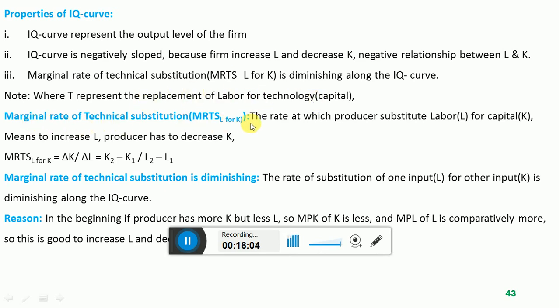Marginal rate of technical substitution is the rate at which producer replaces labor for capital. Marginal rate of technical substitution is diminishing. Why? Again, the same explanation as we discussed for indifference curve. Marginal rate of technical substitution along the curve is diminishing. Why? Because in the beginning, at the first combination, when capital is very large and labor to operate the capital is very small, so capital is not productive. Labor is 1 and machine is 16 machines, so one labor cannot utilize the machinery fully, so it means productivity of the capital is very low.